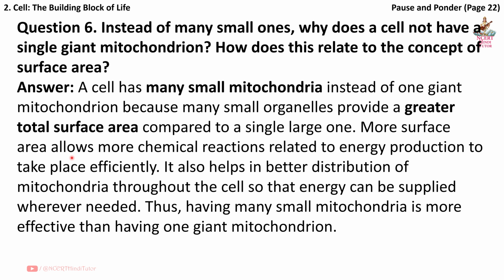More surface area allows more chemical reactions related to energy production to take place efficiently. It also helps in better distribution of mitochondria throughout the cell so that energy can be supplied wherever needed. Thus, having many small mitochondria is more effective than having one giant mitochondrion.